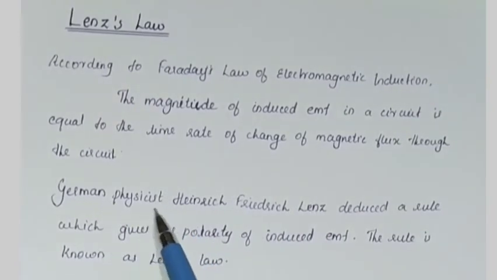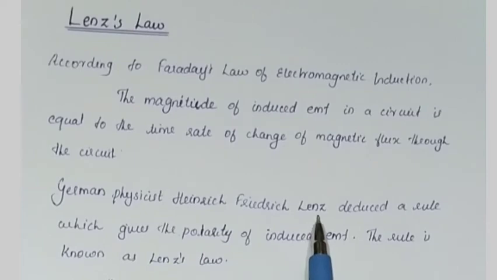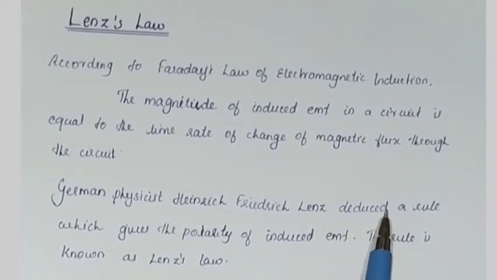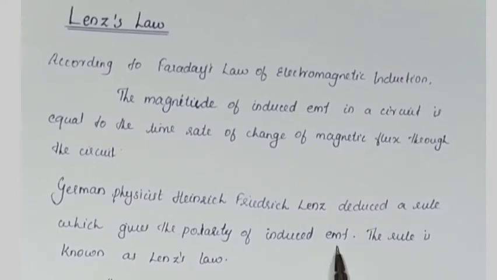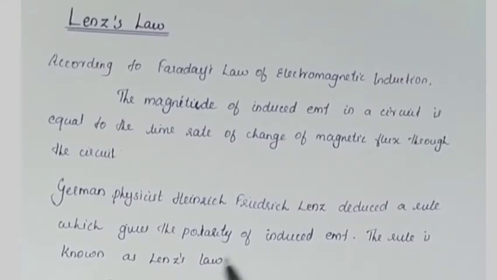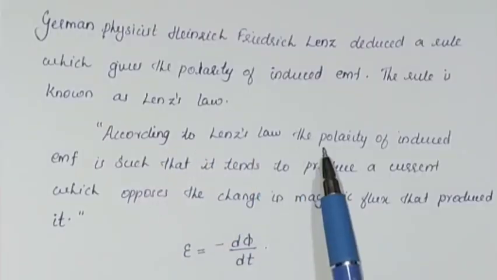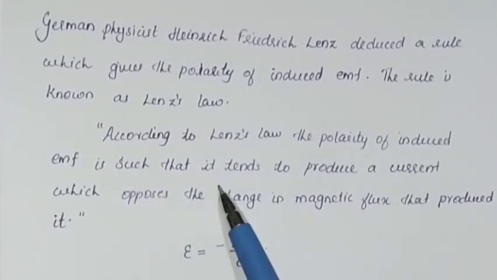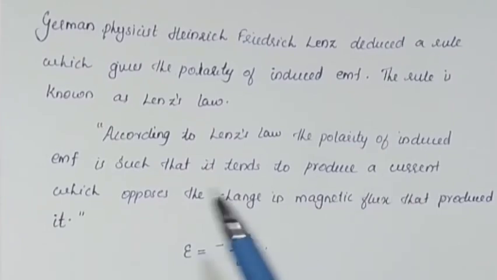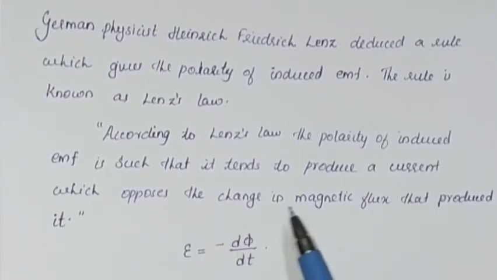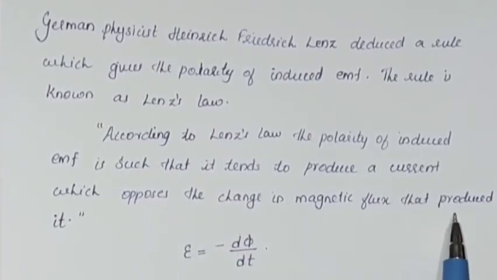A German physicist, Heinrich Friedrich Lenz, deduced a rule which gives the polarity of induced EMF, and this rule is named Lenz's law. And according to Lenz's law, the polarity of induced EMF is such that it tends to produce a current which opposes the change in the magnetic flux that produced it.